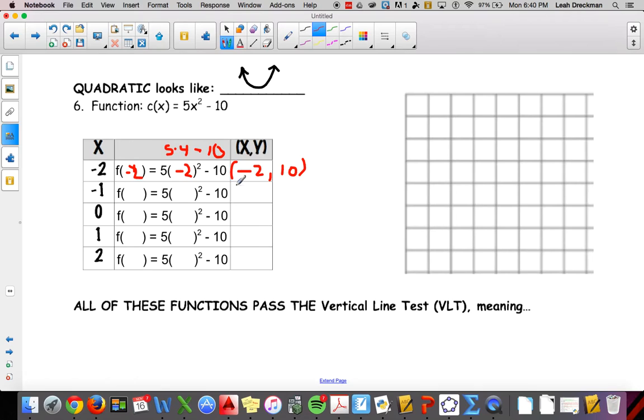All right, try negative 1. So f of negative 1 is how you would read that. It means we're going to take negative 1 squared, which is positive 1, times 5, which is 5, take away 10, negative 5.